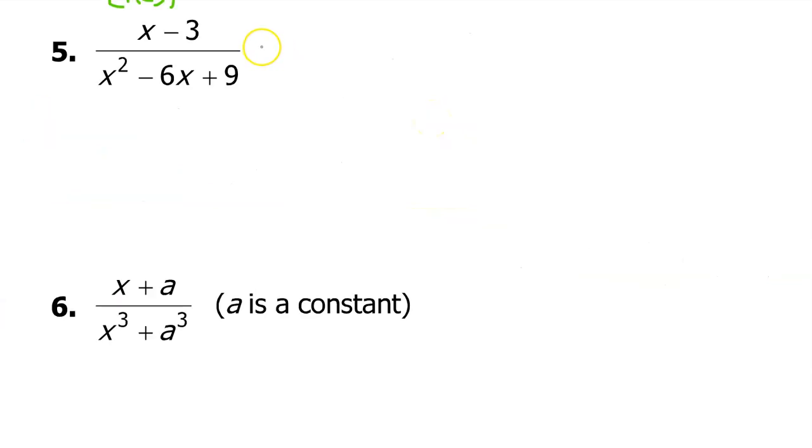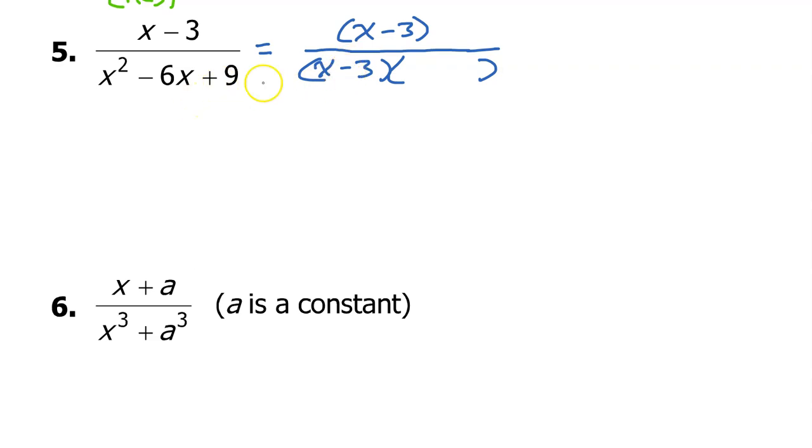Number 5, let's rewrite this in factored form so we can see what is going on. So in the numerator we have x minus 3. Perhaps we will have an x minus 3 in the denominator as well. Let me just go out on a limb and put an x minus 3 here. So 9, of course, is 3 times 3. So actually this will be x minus 3 times x minus 3.